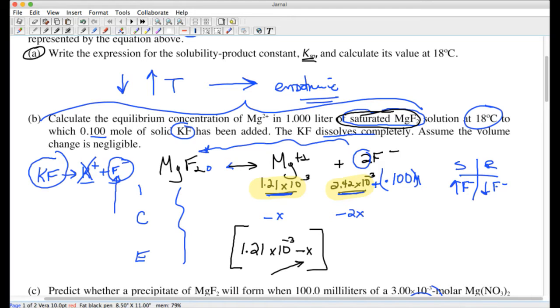Now, over here, we've got some stuff going on. We've got this 0.1000 molar, plus the 2.42 times 10 to the negative 3 minus the 2x. And there's where we're going to have some issues.